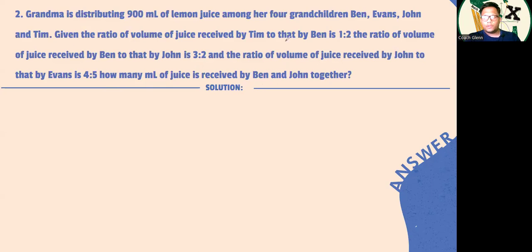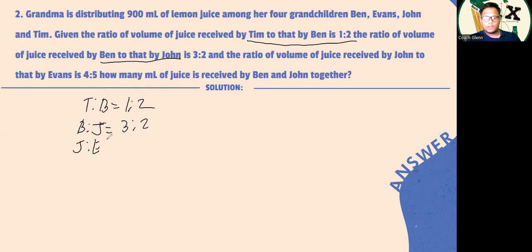Okay. So let's focus first on our first given, Tim to Ben. That's T is to B, equal to 1:2. Next ratio is Ben to John. So that's B is to J, equal also to 3:2. And then John to Evans. So that's equal to 4:5.